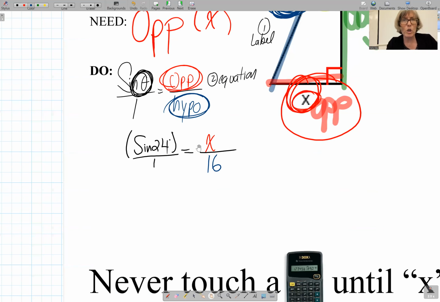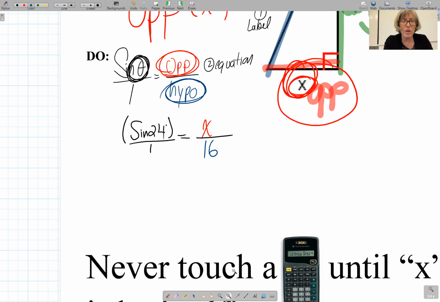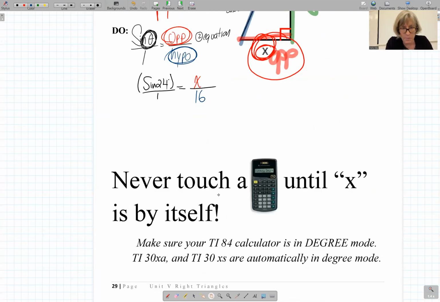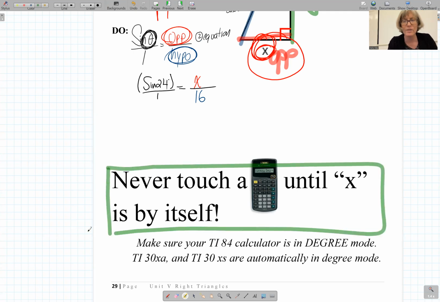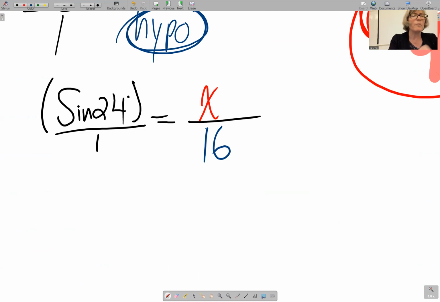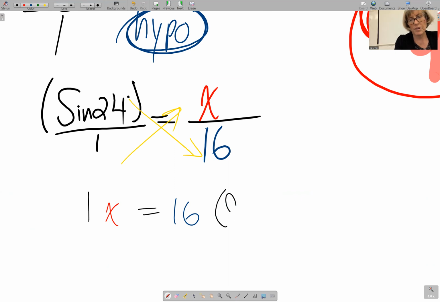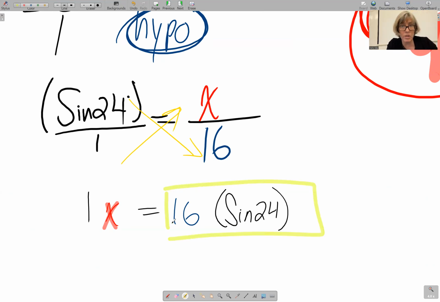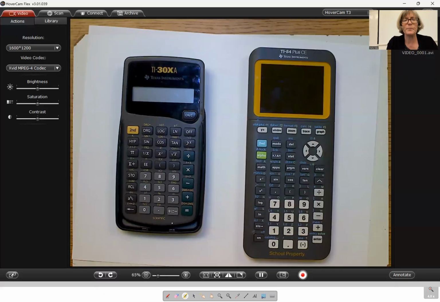Super duper important. Do not touch your calculator until x is by itself. You have to isolate it. Please do not touch your calculator until x is by itself. Let me show you what I mean. Ready? I'm going to cross multiply. So we have 1 times x equals 16 times sine 24. In this case, x is right now by itself because there's a 1 there. We are going to put this 16 times sine of 24 in our calculators. There's 2 ways to do it. Taking a look here.